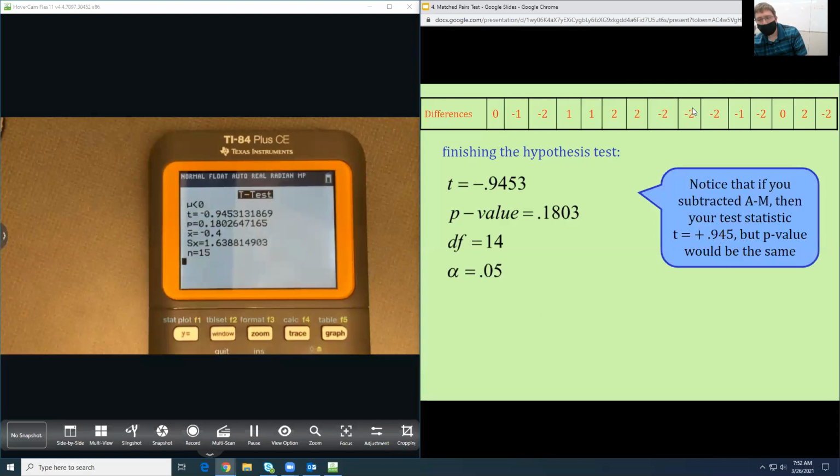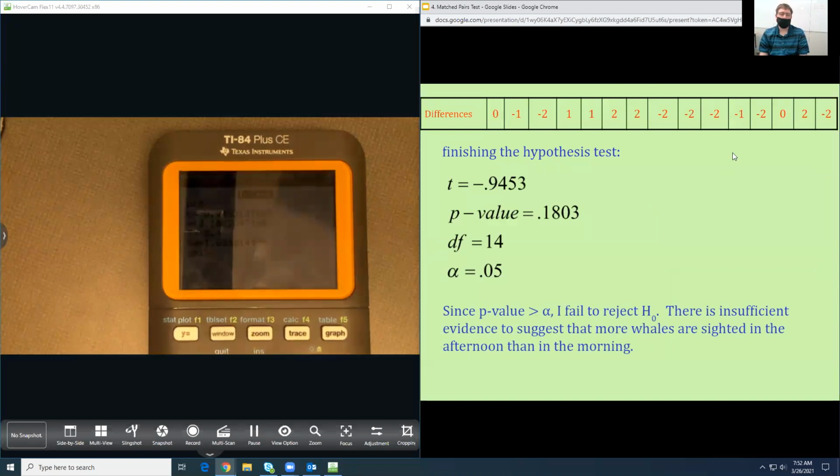All right, so again, notice that if we subtracted the other way, afternoon minus morning, so I went from bottom to top, then my test statistic would just be a positive 0.945. It wouldn't change. I would have the same test statistic, but the p-value would be the same number. So basically what this is saying in English is you're on the other side of the graph, so the shading is to the right if you switch it versus the shading on the left. So your t-score matches except you're on the positive side. That's what that means in English.